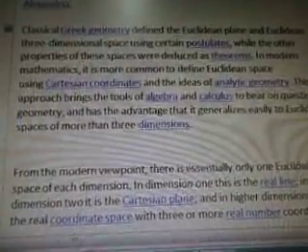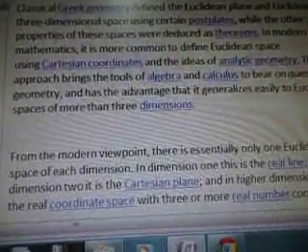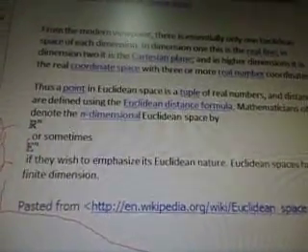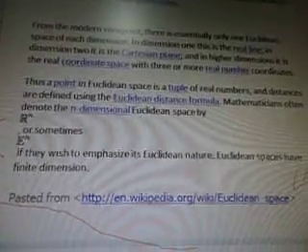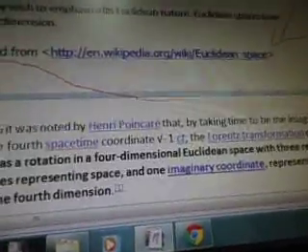This approach brings the tools of algebra and calculus to bear on questions of geometry and has the advantage that it generalizes easily to Euclidean spaces of more than 3 dimensions. So this type of algebra would be used for things out in outer space. Okay, so there's more about the space as a tuple of real numbers, and distances are defined using the Euclidean distance formula. Mathematicians often denote the n-dimensional Euclidean space by Rn or sometimes En if they wish to emphasize its Euclidean nature. Oh, so that's what the E stands for. Okay, so you can wiki the Euclidean space to find it.